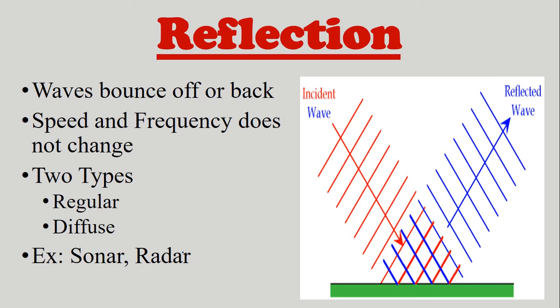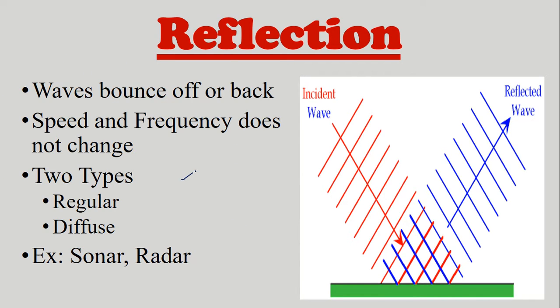Think about a mirror. You can bounce things off of it. Reflection is waves that bounce off or back from a surface. Now, speed and frequency do not change when you have reflection. You're just changing the direction it's going. There are really two types of reflection: regular reflection and diffuse reflection. If you think of sonar or radar, that's kind of how it works.